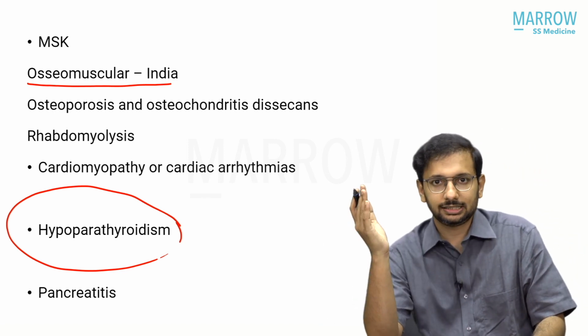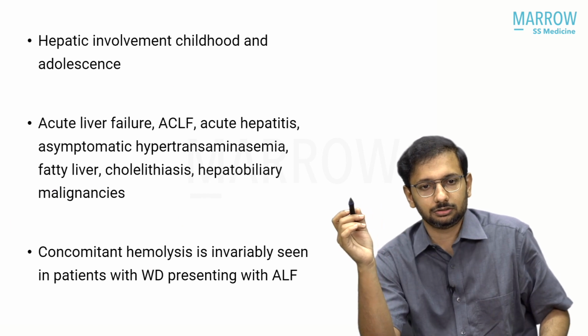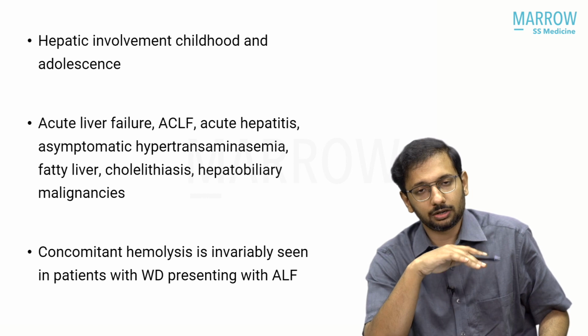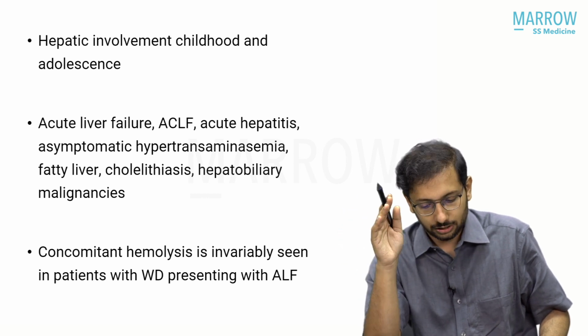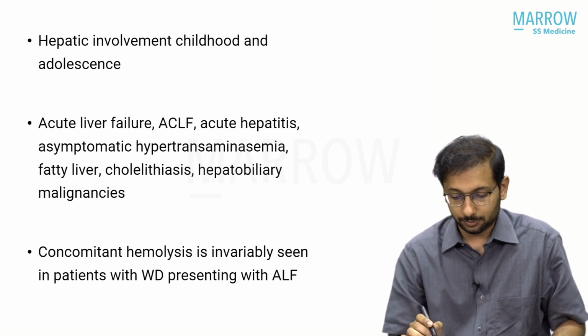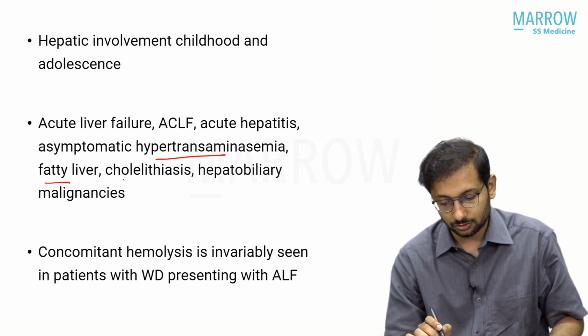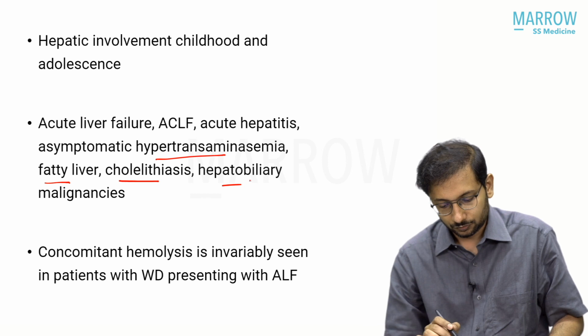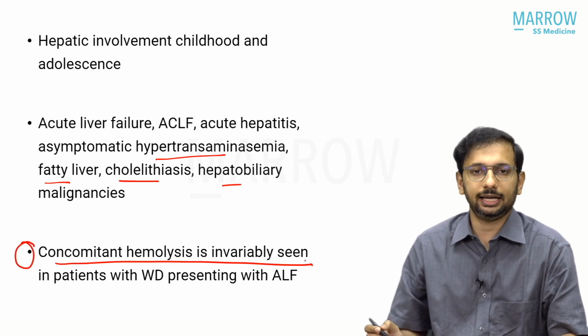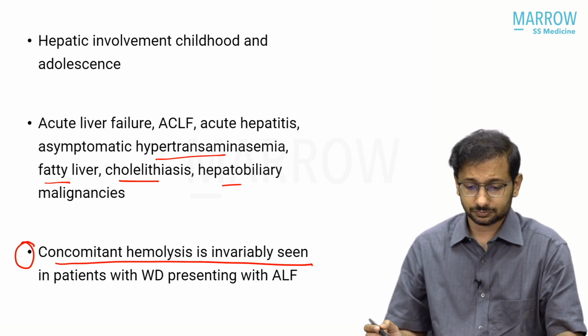So, let us just recap the clinical features in Wilson's. Hepatic involvement is in childhood and adolescence. You can have all kinds of diseases in liver, acute liver failure, acute and chronic liver disease, acute hepatitis, asymptomatic hypertransaminasemia, fatty liver, gallstones, malignancies. Concomitant hemolysis is invariably seen when patients develop ALF with Wilson disease.